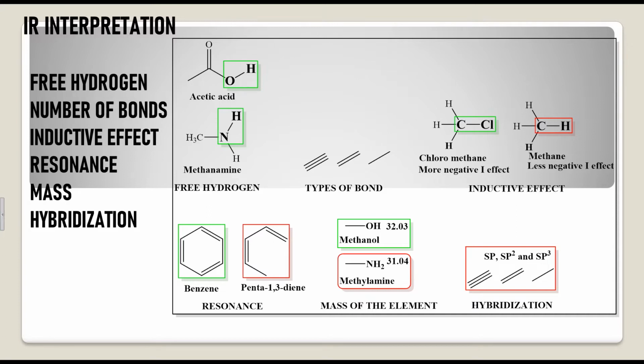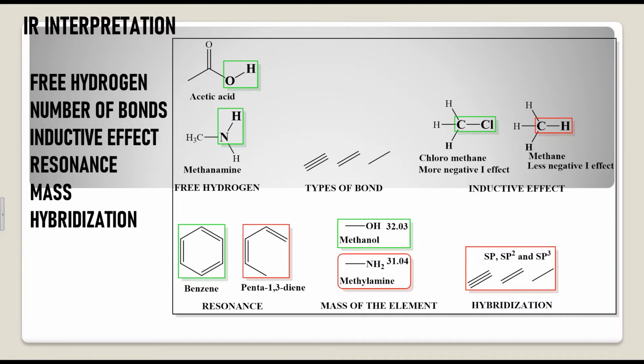Number one is free hydrogen. The examples are acetic acid and methanamine; you can see that there is free hydrogen in acetic acid and methanamine. Second one is the number of bonds, whether the structure or the sample has a triple bond, double bond or single bond. Third one is the inductive effect, whether the structure has a highly electronegative atom, due to which it has an inductive effect or not. And resonance, whether it has resonance; compared to penta-1,3-diene, benzene has more resonance. And mass: when compared to methylamine, methanol has more molecular weight. Why? Because the atomic weight of oxygen is higher than nitrogen.